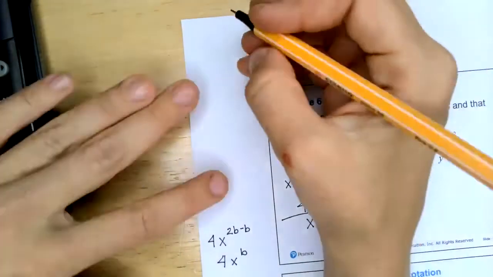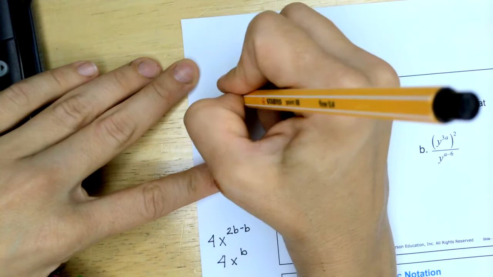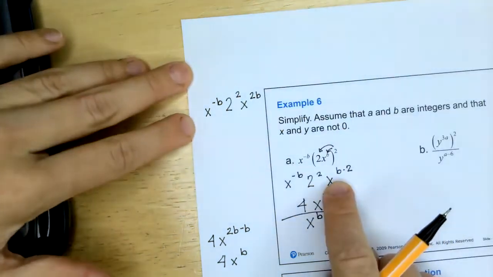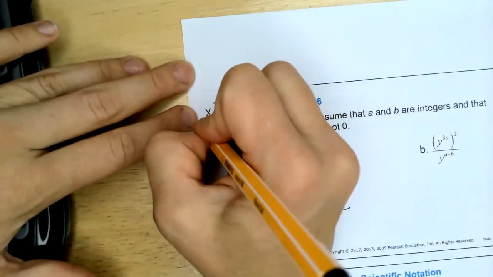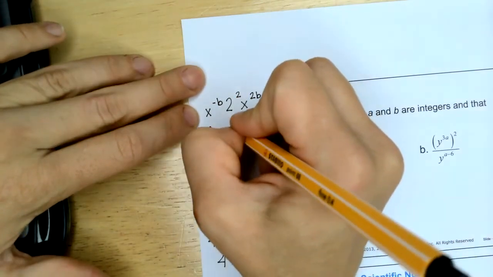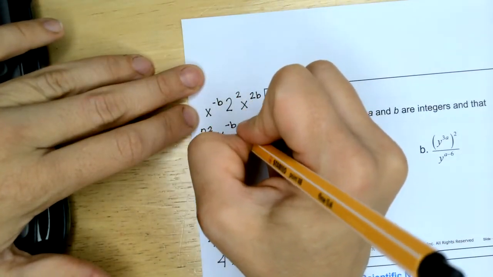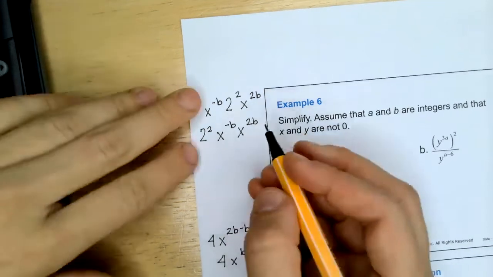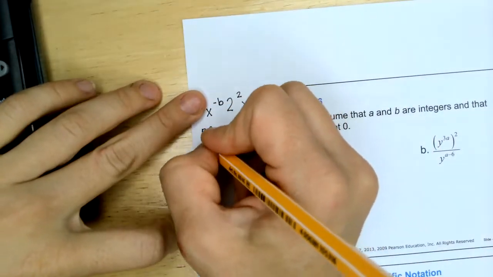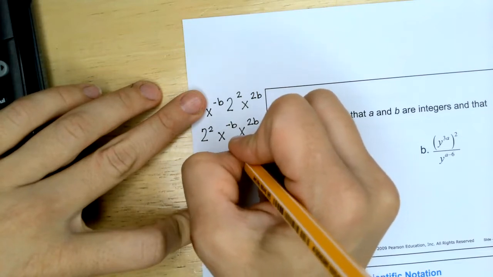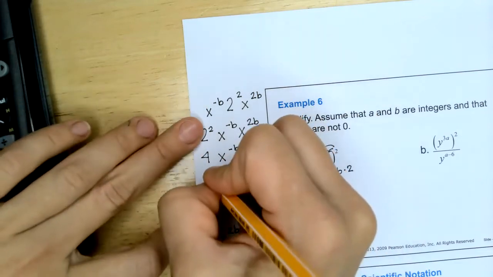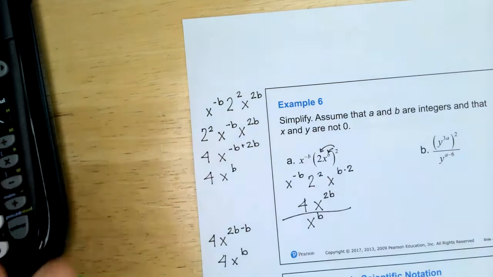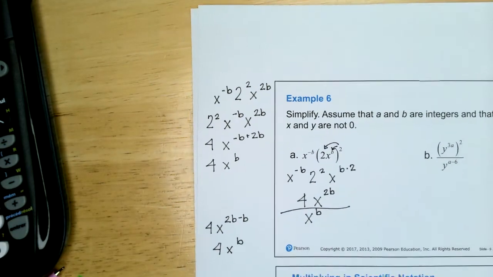There's another way to do it. So back when you had x to the negative b times 2 squared times x to the 2b right here, you can combine these. So you can say this is 2 squared x negative b x 2b. When you have the same base and you're multiplying them, you can add the exponents. So 2 squared is 4. And then this is x to the minus b plus 2b. So 4x, 2b minus b is just b. So 2 different ways to get that answer.